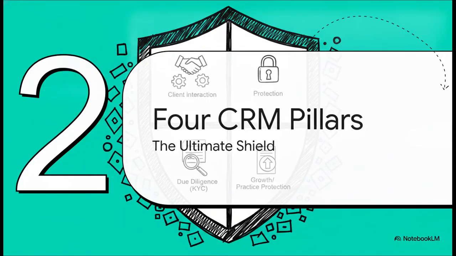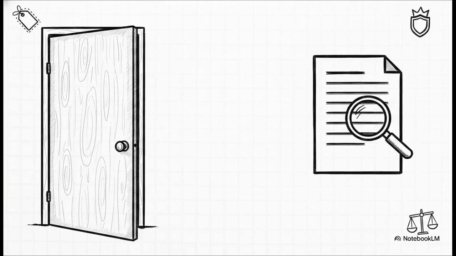Section 2, the 4 CRM pillars, the ultimate shield. I want you to think of the client relationship model framework as a giant shield, built to govern all your client interactions. Its primary design is to protect the client. But listen, if you understand and execute these 4 non-negotiable pillars correctly, it also serves as an impenetrable shield for your own practice. Let's look at the first pillar, Relationship Disclosure, or RDI.